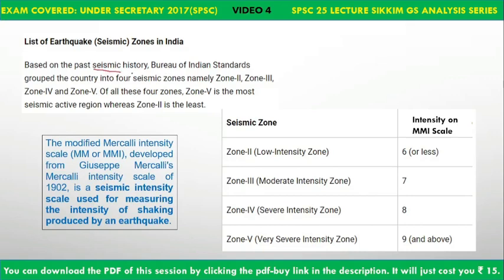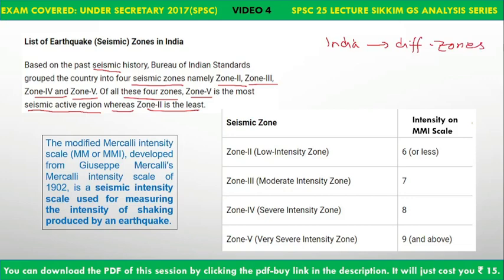Based on the past seismic history, the Bureau of Indian Standards grouped the country into 4 seismic zones, namely Zone 2, Zone 3, Zone 4 and Zone 5. Of all these 4 zones, Zone 5 is the most seismically active region, whereas Zone 2 is the least. So here you can see India is divided into different zones. On what basis? On the basis of which is the most earthquake prone area and which is the least earthquake prone area. As per the intensity of the occurrence of earthquakes in the different areas of India, India is divided into different zones.